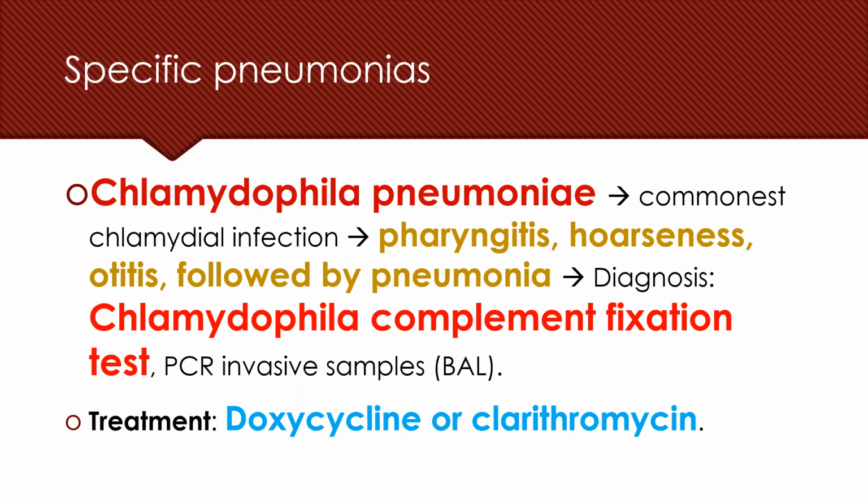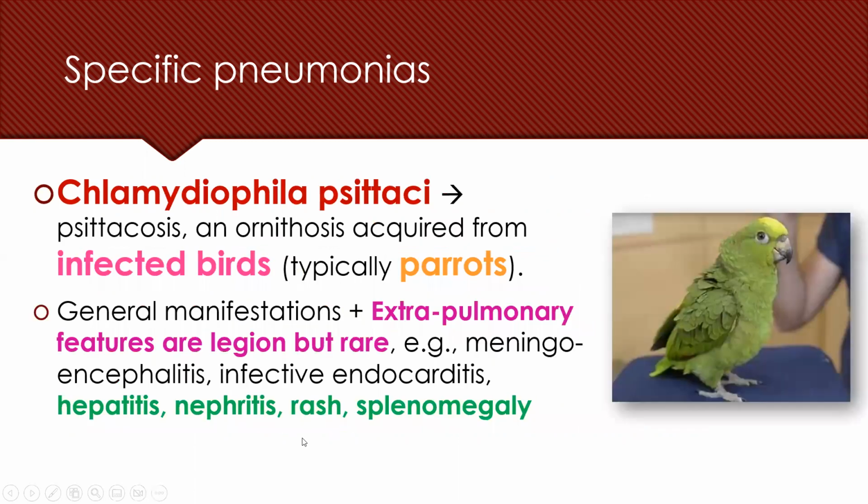Chlamydia pneumonia is the commonest chlamydial infection, and it starts with pharyngitis, hoarseness of voice, otitis, followed by pneumonia. This presentation is very specific here because you will find no presentation like this in other types of pneumonia. It starts as an entirely upper respiratory tract infection, then it's followed by a lower respiratory tract infection in the form of pneumonia. Diagnosis is by complement fixation test or PCR of invasive samples. I mean by that bronchoalveolar lavage. Treatment here is by doxycycline or clarithromycin.